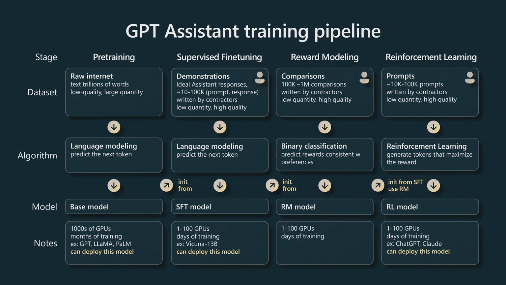We have an algorithm that, for our purposes, will be an objective for training the neural network. And then we have a resulting model. And then there are some notes on the bottom. So the first stage we're going to start with is the pre-training stage.